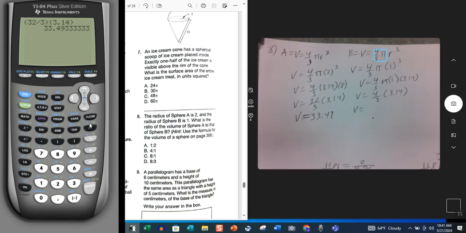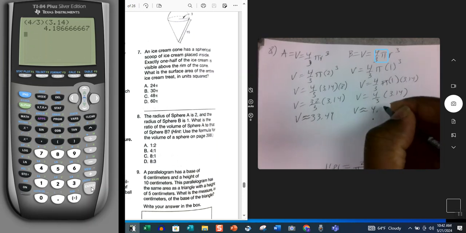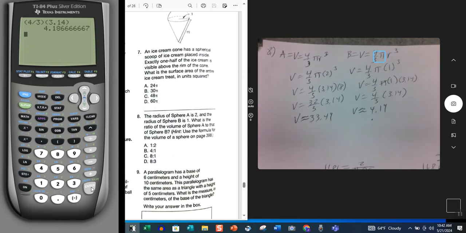Now we'll do the volume of the second one. We have 4/3 times 3.14. So that'll be approximately 4.19. But now they ask us to do a ratio.